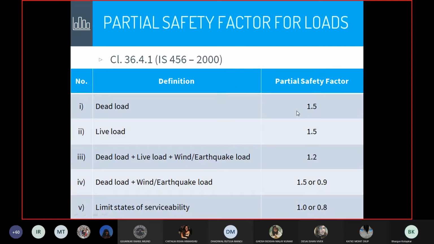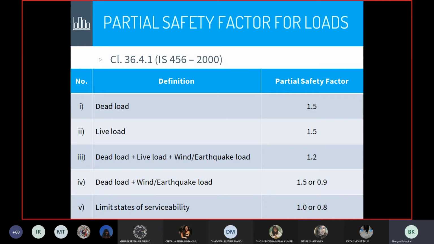Now, this is something we've seen before. Partial safety factor for loads. If it is dead load, it is 1.5. Live load 1.5. When different loads are acting together, we reduce the partial safety factor because the possibility of all of these loads acting in a higher proportion together is less. Therefore, when we consider dead plus live plus wind or earthquake, we use 1.2, meaning that we'll have 1.2 dead plus 1.2 live plus 1.2 earthquake. When you're using only dead plus wind or earthquake, then you will have 1.5 dead plus 1.5 earthquake.